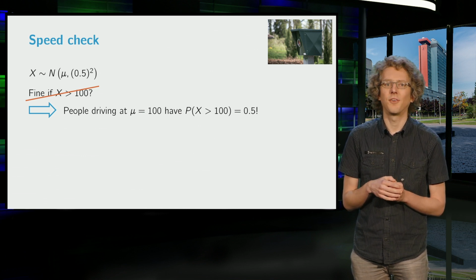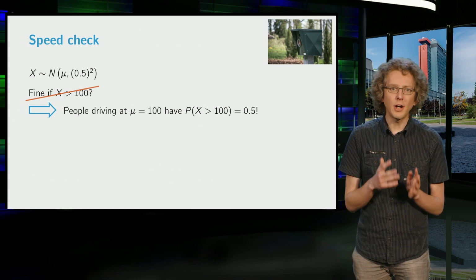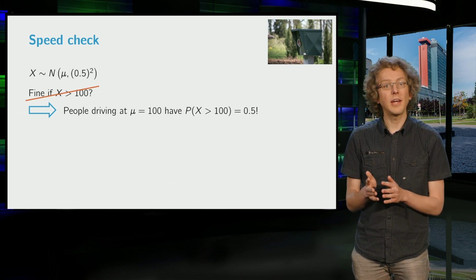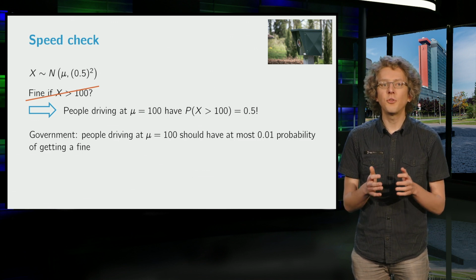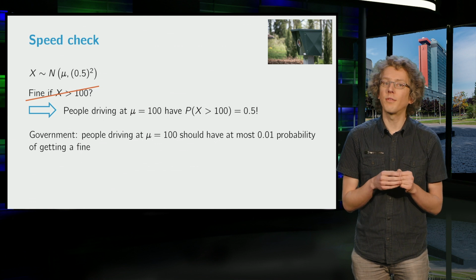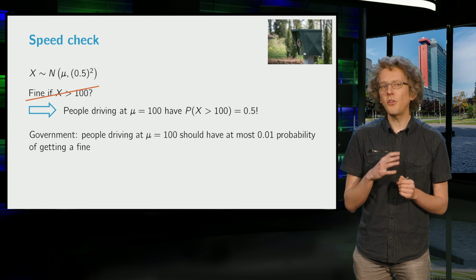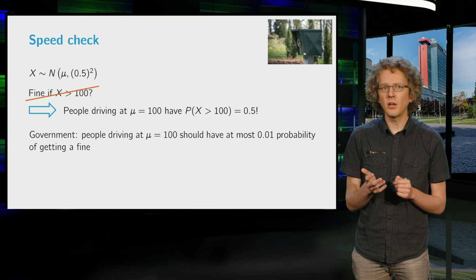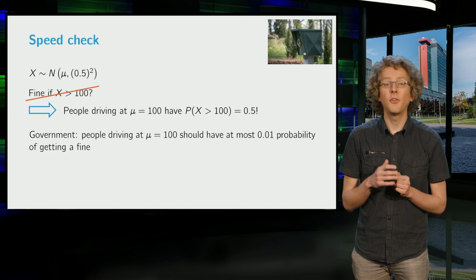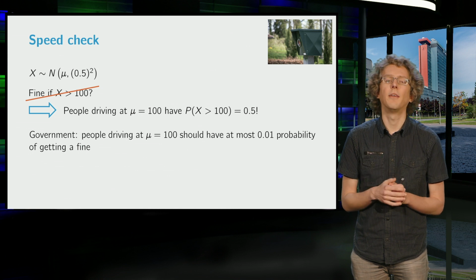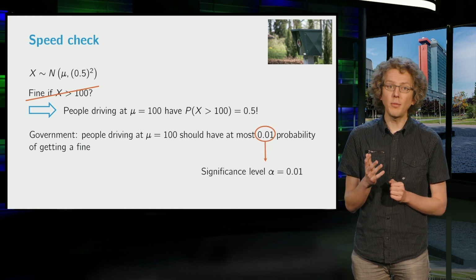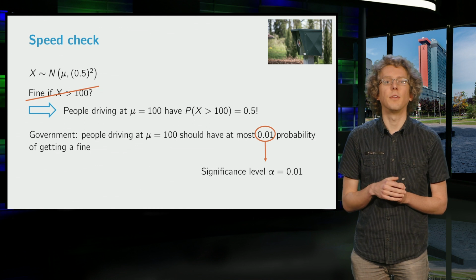That seems very harsh. Rather, the government will at this point step in and require that people driving at exactly the allowed velocity should have at most a certain probability of getting fined. Let's say that they want this probability to be just 1%. So, out of 100 people who drive at exactly the allowed velocity, on average at most 1 should unjustly get a fine. This upper bound is called the significance level.